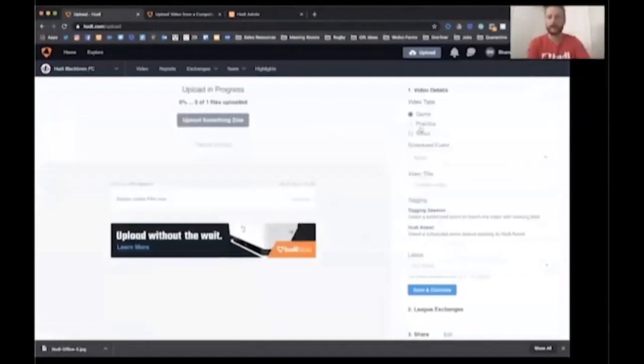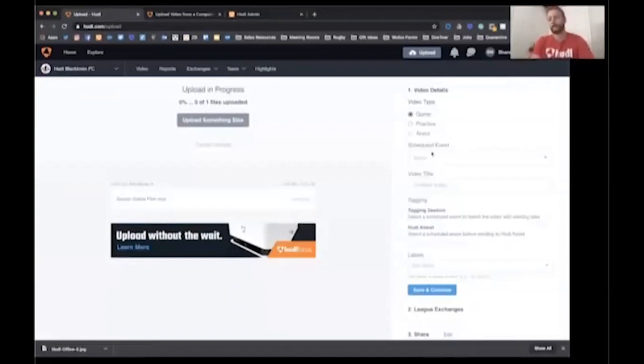Fill in these details on the right-hand side here. There's 3 types of game video. If you're playing in the game, it's obviously a game. If it's a training session, it's practice. Or if it's a game that you've uploaded that doesn't involve you, then that's going to be scout footage.